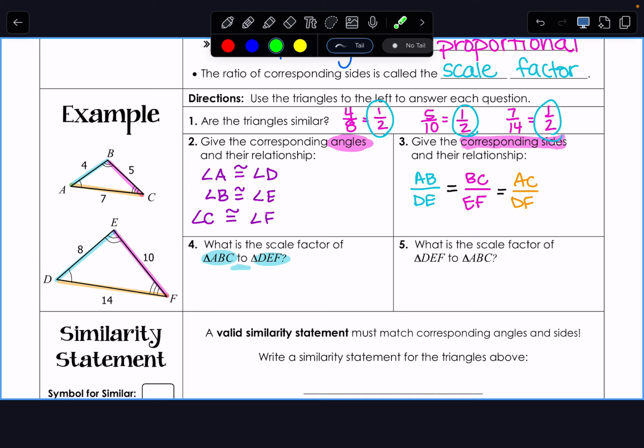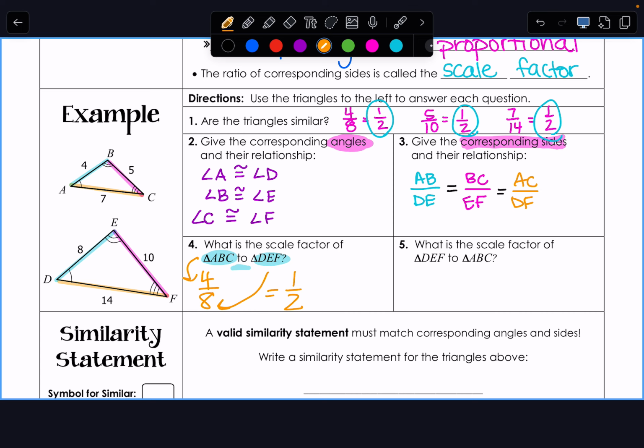Okay. So what I want you to do, let's just grab a side. ABC first because it's written first. DEF second because it's written second. So if I grab a number from ABC first and then a number from DEF second, I think you're close, man. We get 1/2.